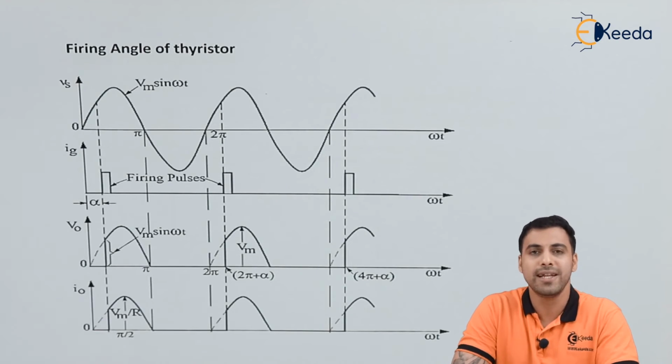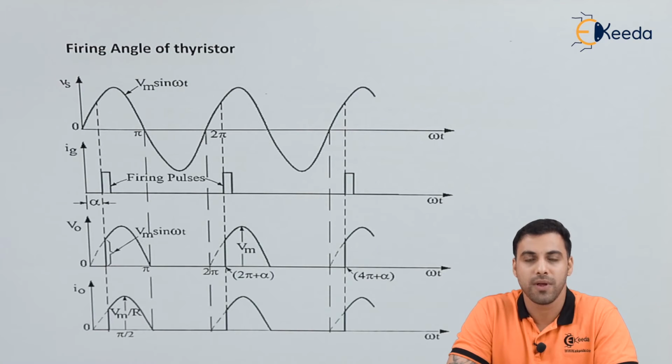So friends, let's talk about how a firing pulse looks, or what we mean by firing of a thyristor. In simple words, firing of a thyristor is defined as whenever you give a signal to the gate terminal of the thyristor so that it allows the flow of electric current through it. Normally, the firing is through a pulse, and the angle at which the firing is applied to the thyristor gate terminal is called the firing angle, which is denoted by alpha.